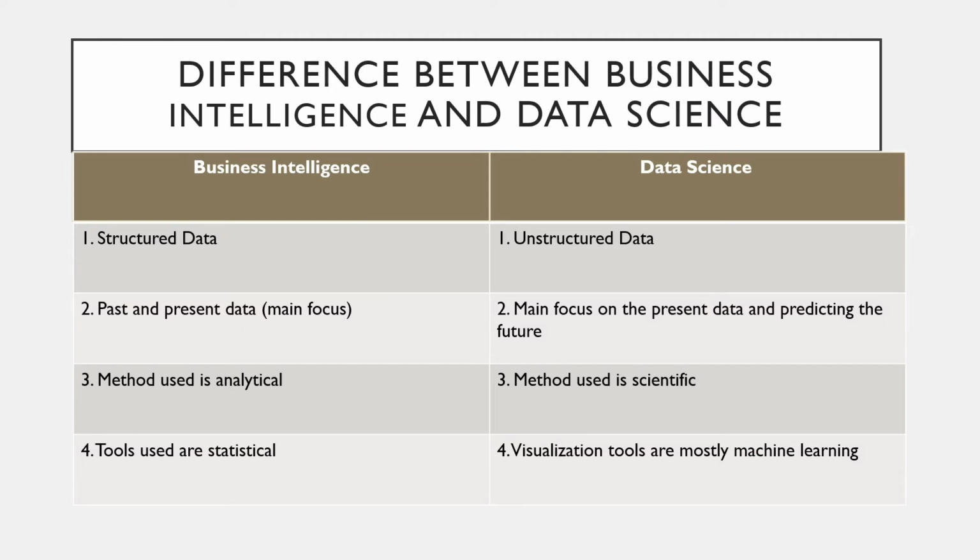Now, what is the difference between business intelligence and data science? Business intelligence deals with structured data, whereas data science deals with unstructured data. The method used is analytical in business intelligence, whereas the method used is scientific in data science. Past and present data is the main focus in order to predict the future in business intelligence, whereas the present data is used to predict the future in data science. Business intelligence tools are basically statistical, whereas data science visualization tools are mostly machine learning.